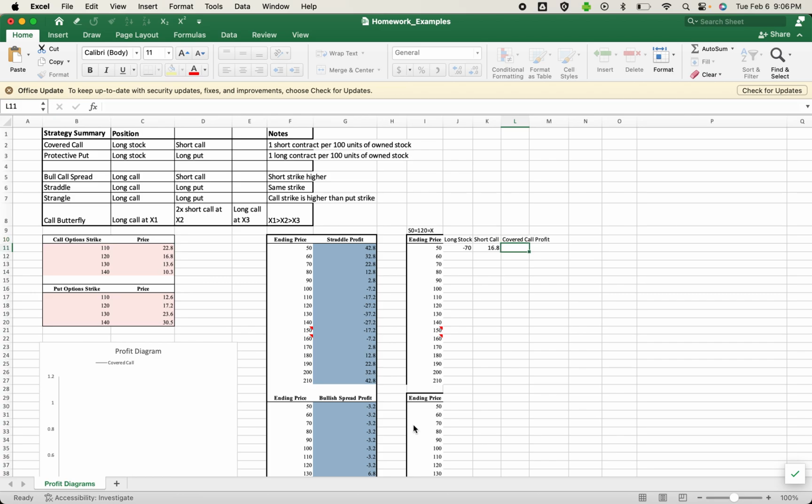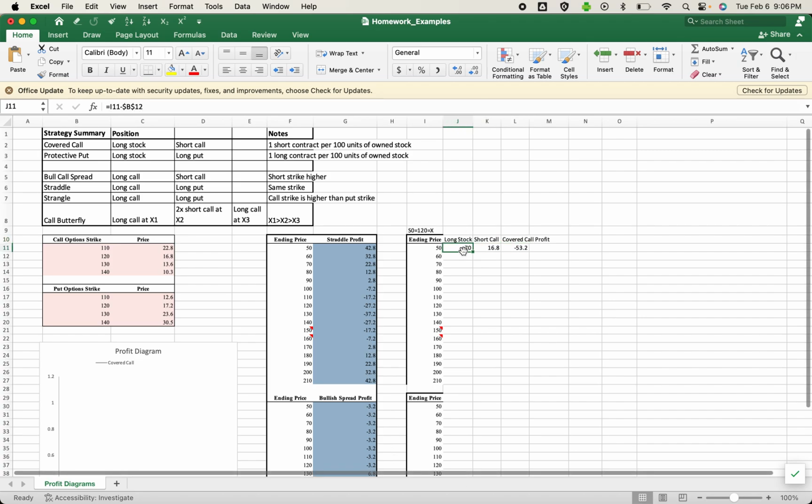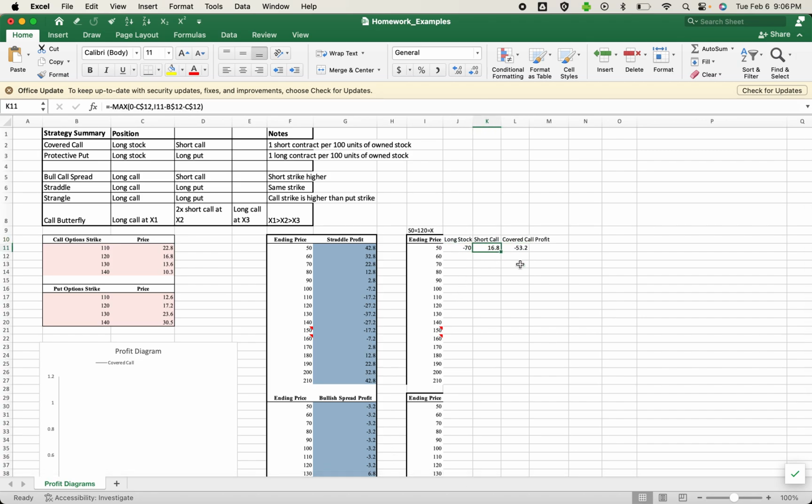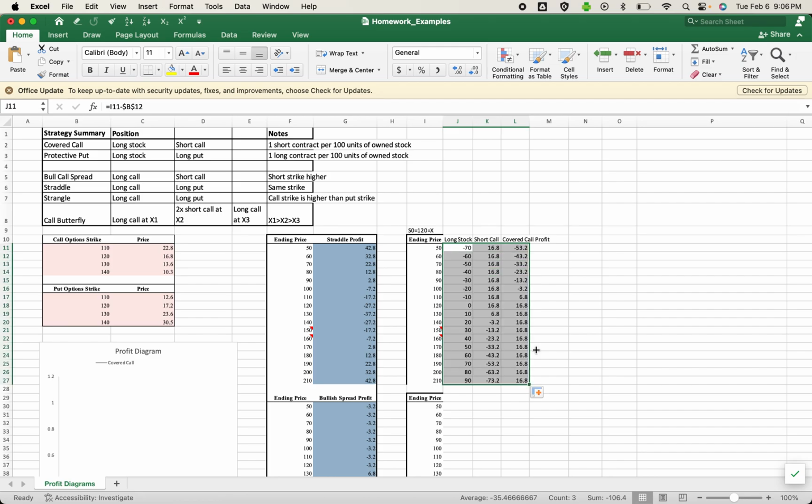So covered call profit is going to be my long stock plus my short call. I am losing money on the stock, but I'm recovering some of it with my short call. Now I can drag this, and here is my profit for the covered call.